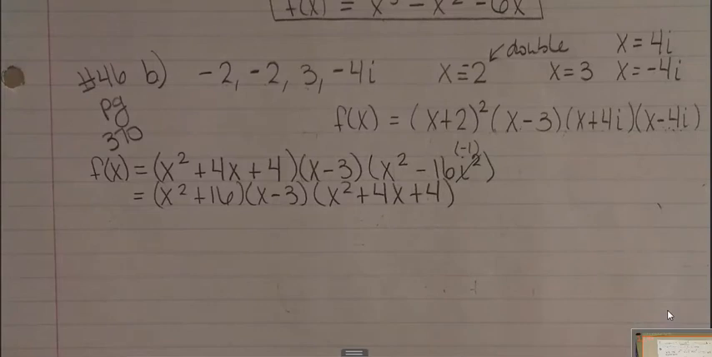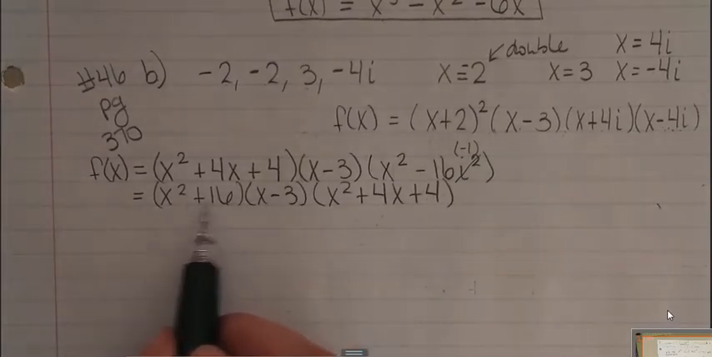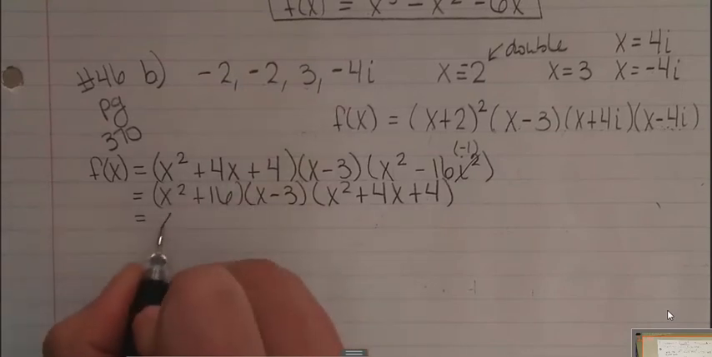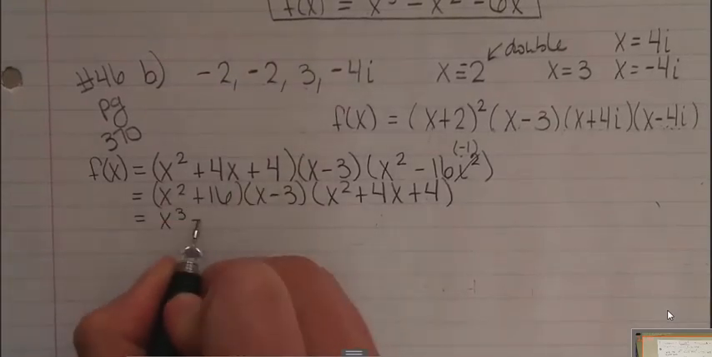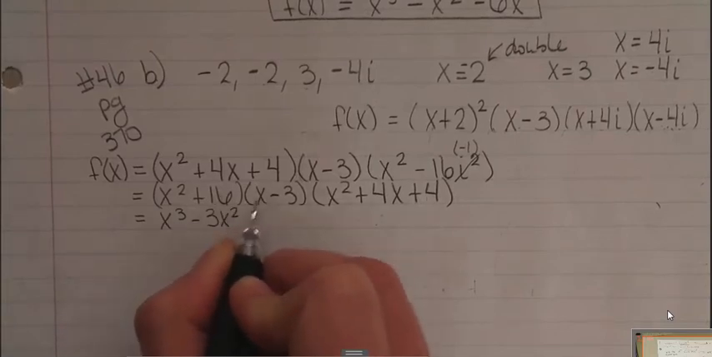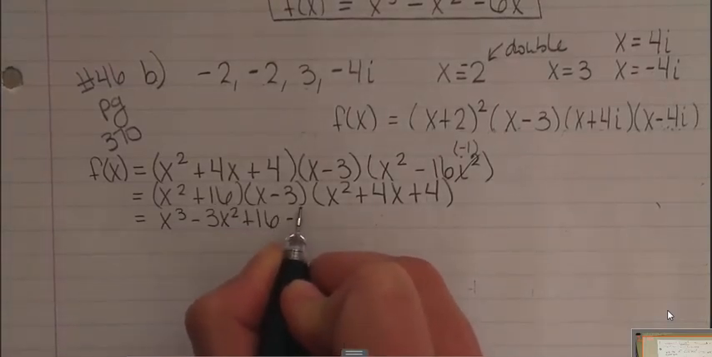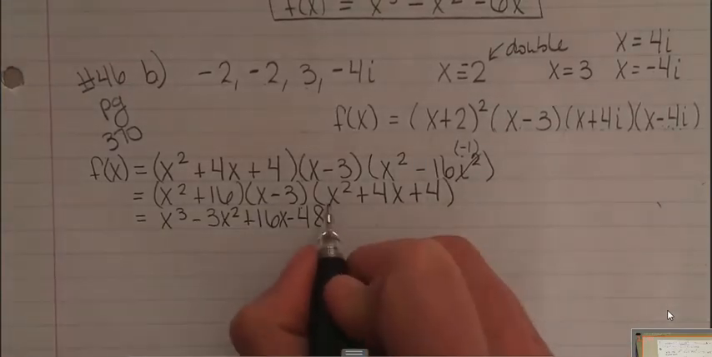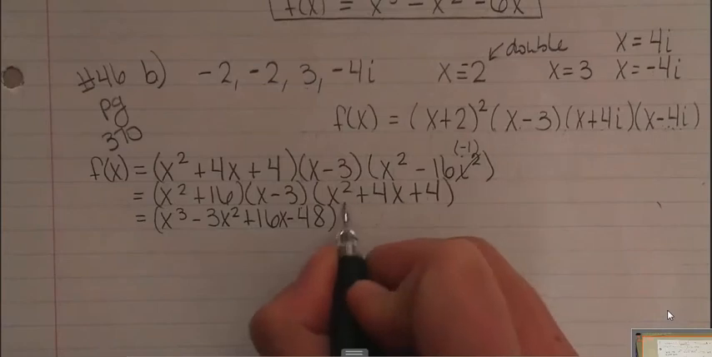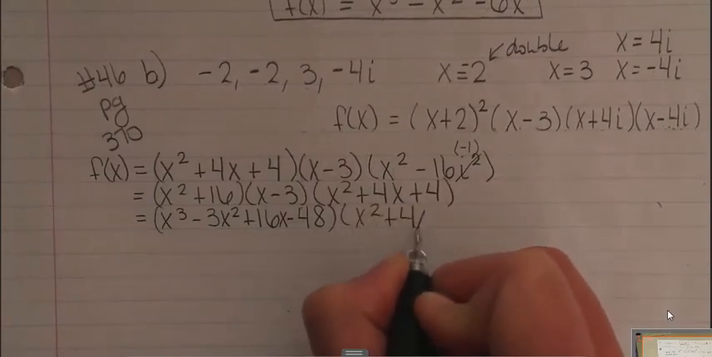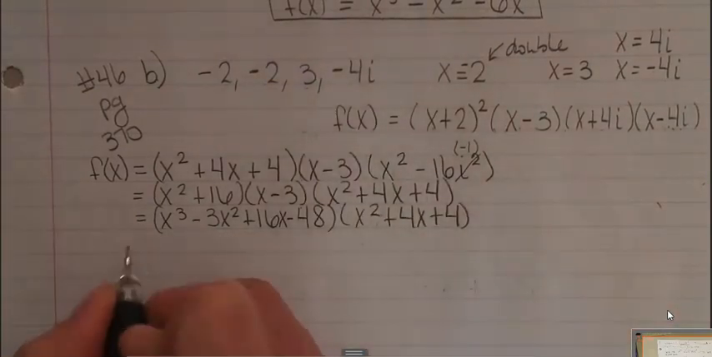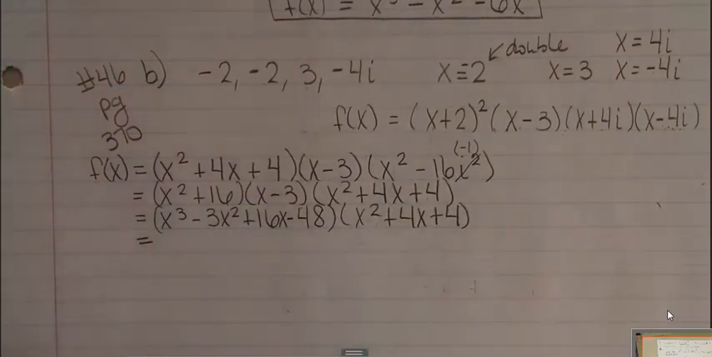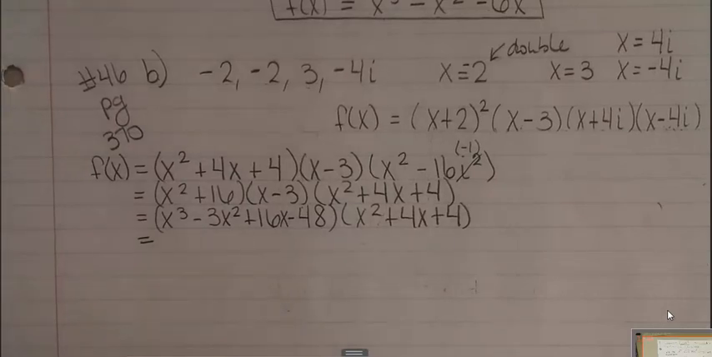Now I've got some more distributing to do, and I'm going to multiply these two binomials first. Just using FOIL gives me x cubed minus 3x squared plus 16x minus 48. And then this is already multiplied out. I guess there's no simplifying that can be done, so it's time to just go ahead and distribute.